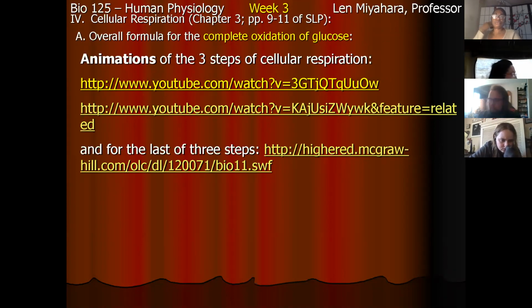This is the framework. This is these 3 sequential steps, going back to that first nutrient link, glucose.